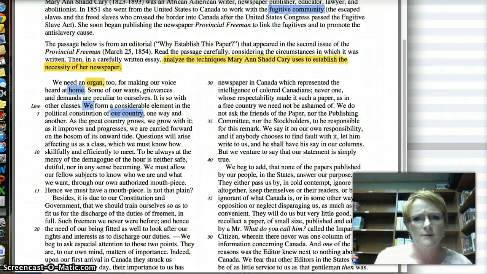Another thing that I'm drawn to in this paragraph is how she talks about how, as the great country grows, we grow with it. "As it improves and progresses, we are carried forward on the bosom of its onward tide." I like that connection she's making there. Now I'll go back up to my purpose. I'm going to analyze the techniques she uses to establish the necessity of her newspaper. So she's making a connection between the fugitive community and the progress of the country.